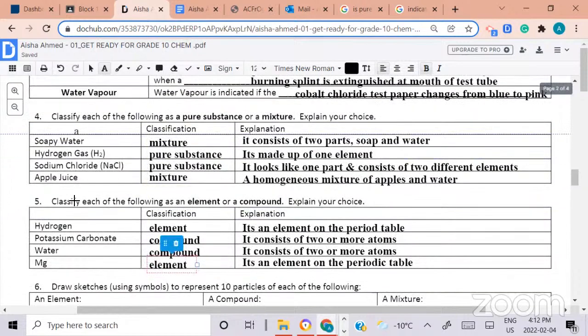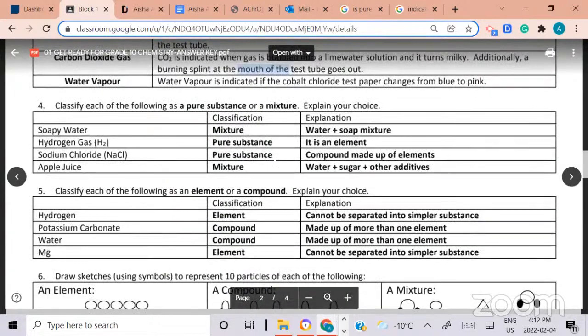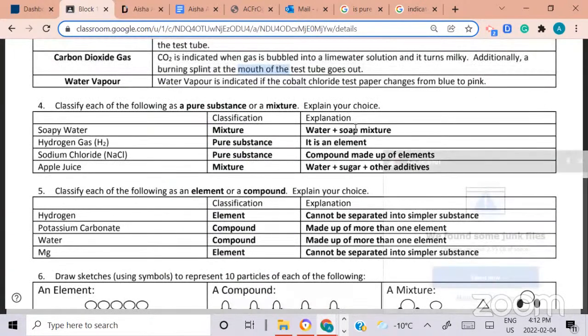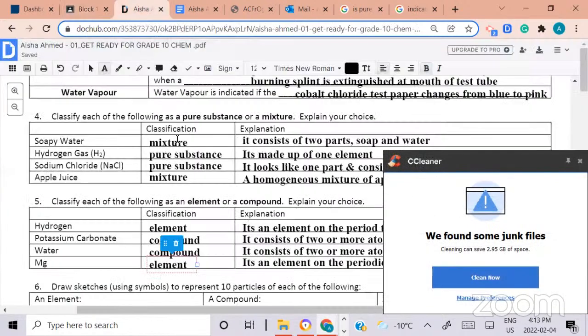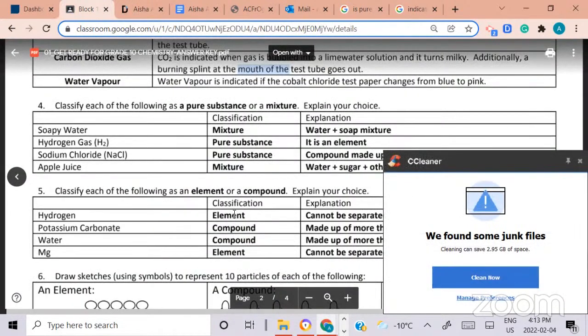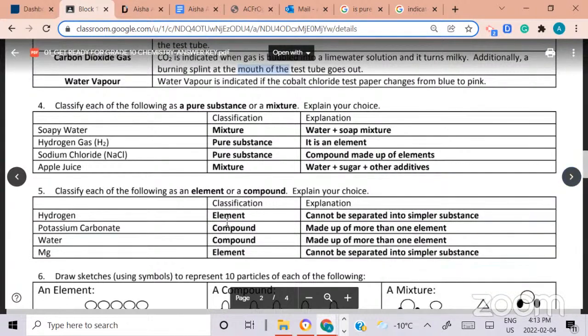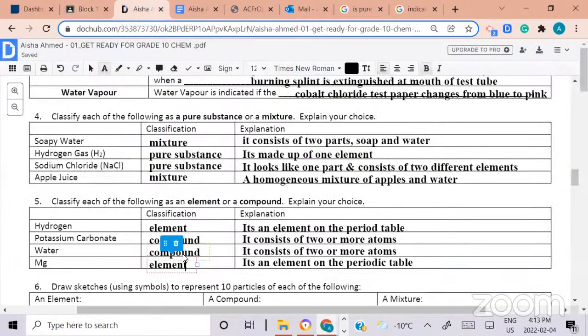Can we correct 4 and 5? See the answers? Fine if you want. I'm sure it's right, but okay, go ahead, check. Okay. Mixture, pure, mixture, pure, mixture, and then element, compound, element.